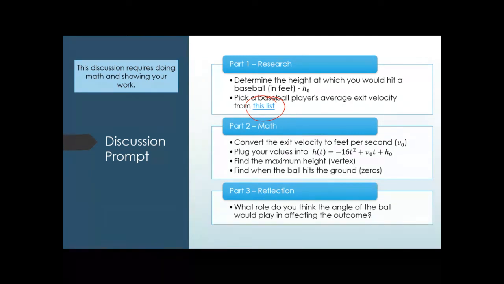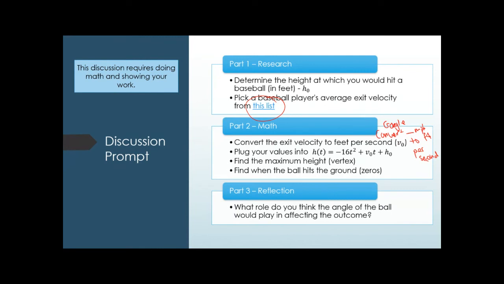Then part 2 is where you actually start doing the math. So your first step is you need to convert that exit velocity to feet per second, because they're giving you miles per hour. But our position equation has to be in feet. So you need to convert your miles per hour to feet per second. And you can just use Google to do that. If you just type into Google, convert, blank miles per hour to feet per second, it will do that for you.